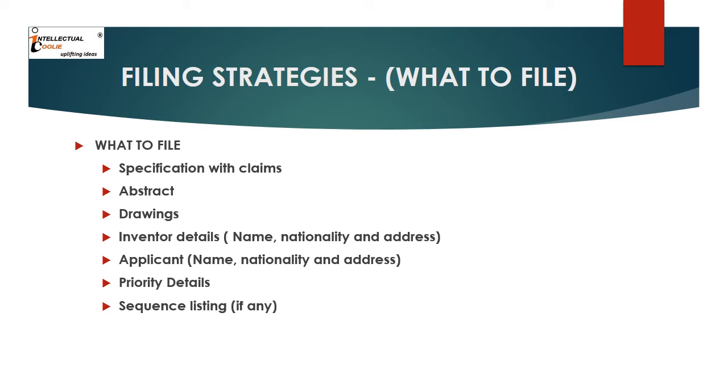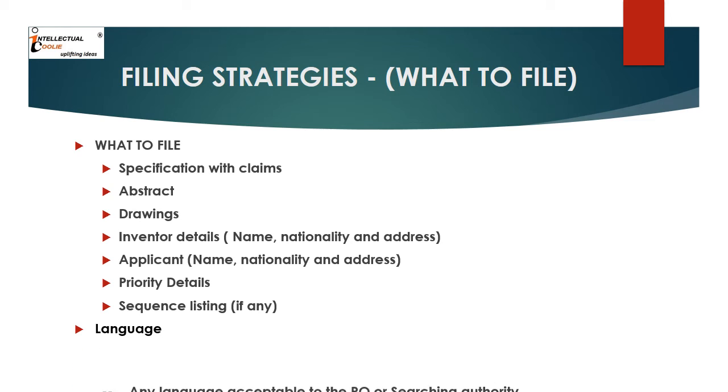Priority details means if you have already filed an invention patent in India, then all the details of that particular application should be given here, and sequence listing in case you have filed a biological patent application.